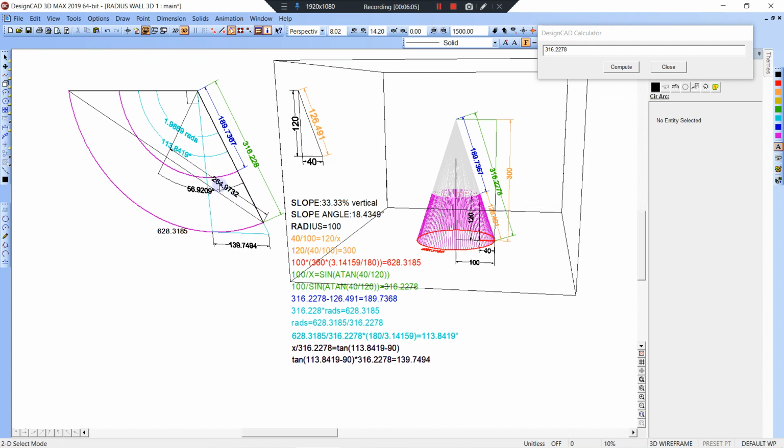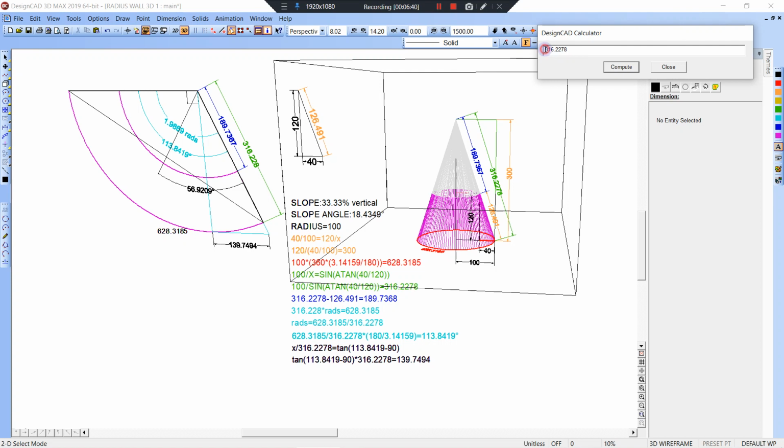We don't know that it's 264, but we could do it by going Tools, Calculator. Let's see. So we don't know this, but we know the angle and we know this, right? Actually, this would be less of a help; we would need this and this. We could lay it out, and there's a video on how to lay out an arc. So you'd want to calculate that. It would be X over 316.